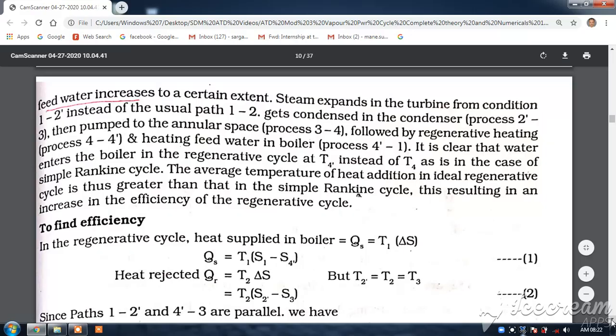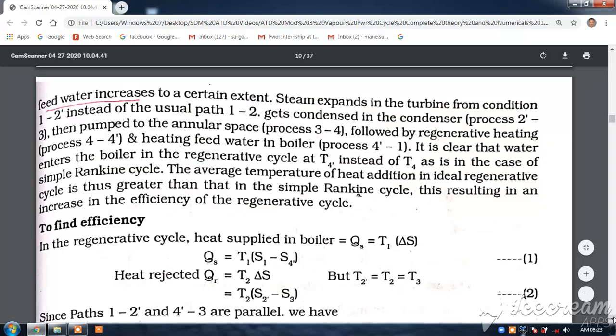It is clear that the water enters the boiler in the regenerative cycle at T4 dash instead of T4, as in the case of the simple Rankine cycle. The average temperature of heat addition in the ideal regenerative cycle is thus greater than that of the simple Rankine cycle, thus resulting in an increase in the efficiency of the regenerative cycle.